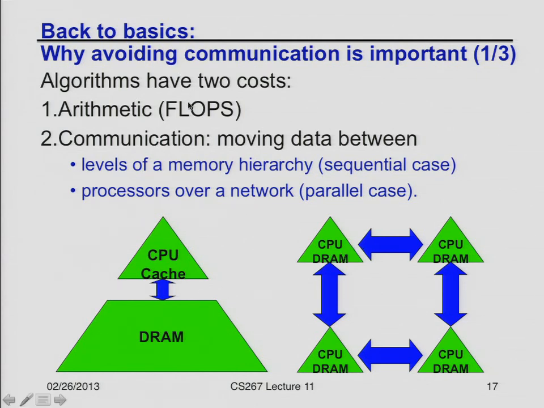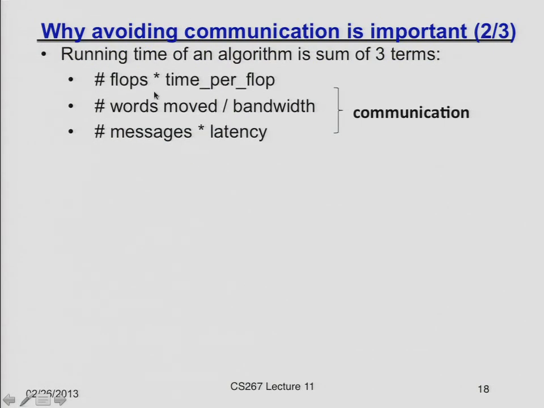So let me try to contrast these two costs. This is a bit of a review. The model that we're going to use to ask ourselves, have we designed an algorithm that is close to hitting the lower bound, is we're going to count three things. We're going to count how many floating point operations it does. We're going to count how many words it moves, between one processor and the other, or between levels in the memory hierarchy. And we're going to count the number of messages. So the messages are the number of blocks into which the words have been decomposed.